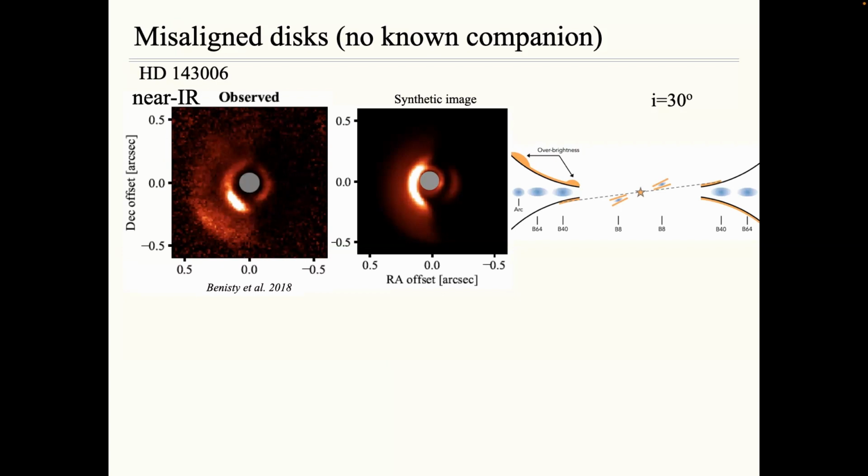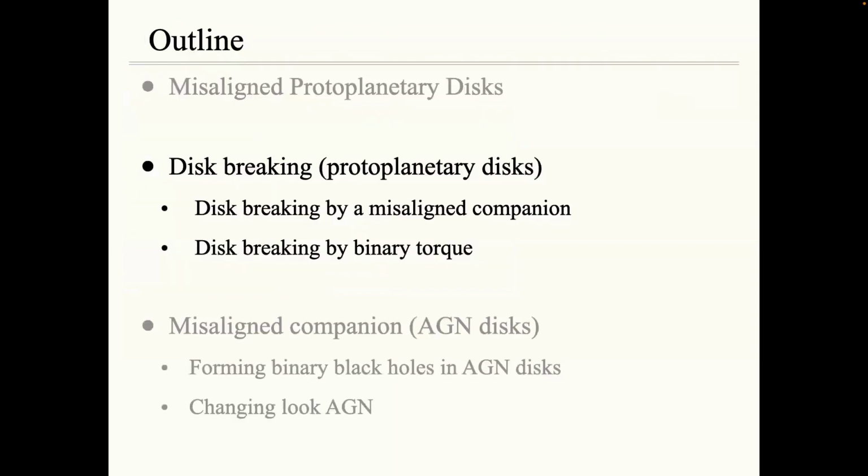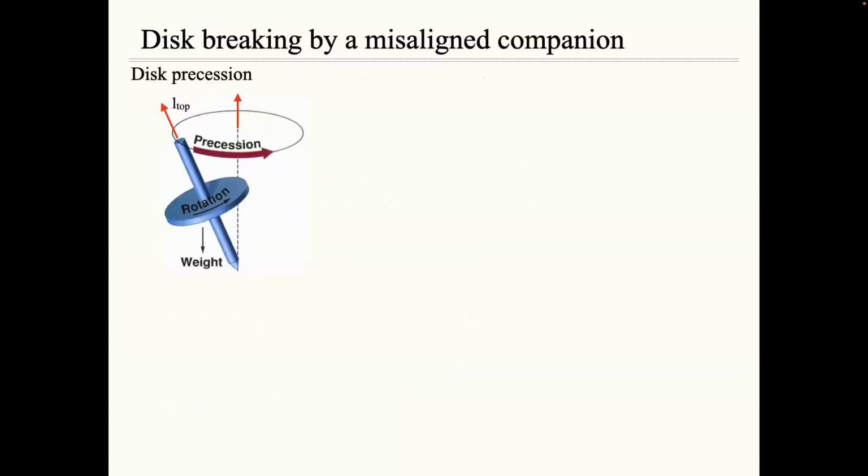Okay. So here we have these misaligned disks. What causes these misaligned disks? How can you generate disk breaking and make the inner and outer disk misaligned? The first way you could make the disk misaligned is to have a misaligned companion. So let's start with precession, disk precession. If you have a spinning top, we know the top will precess around the direction of gravity.